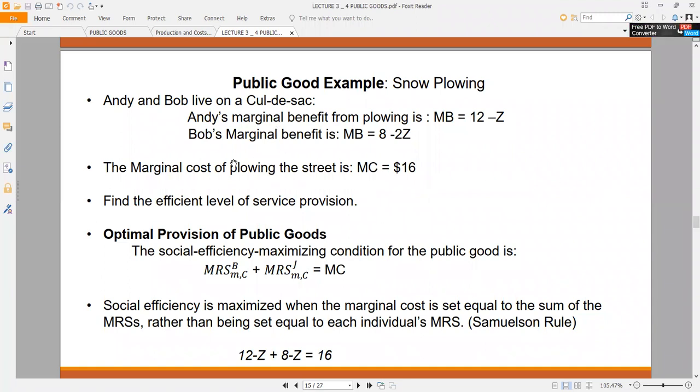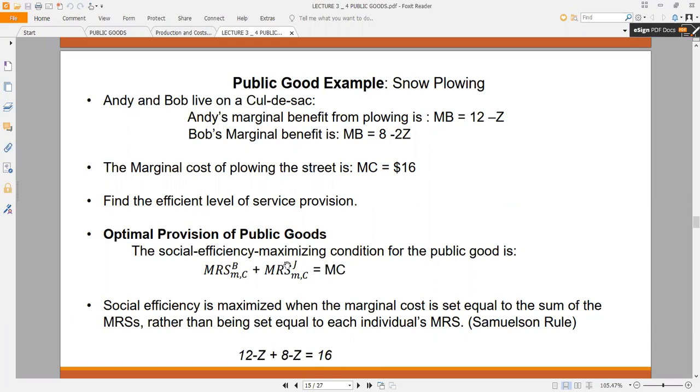Now, this good is going to be enjoyed by two people, Andy and Bob. Per their preferences, Andy's marginal benefit from the good is 12 minus Z. Z is the quantity of the public good. And Bob's marginal benefit is 8 minus 2Z. The marginal cost of producing this good is 16. So we have to find the efficient level of this good. What is going to be the efficient quantity of this service that will be provided?